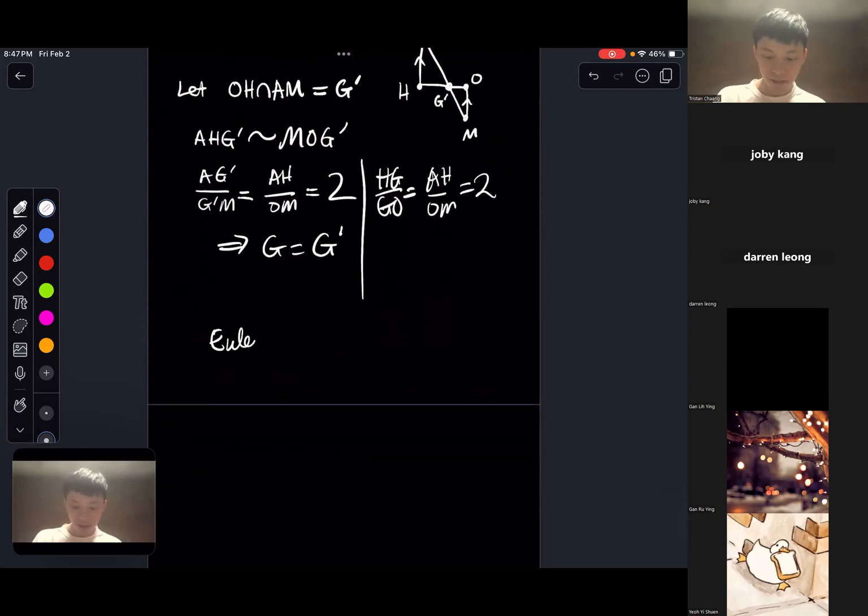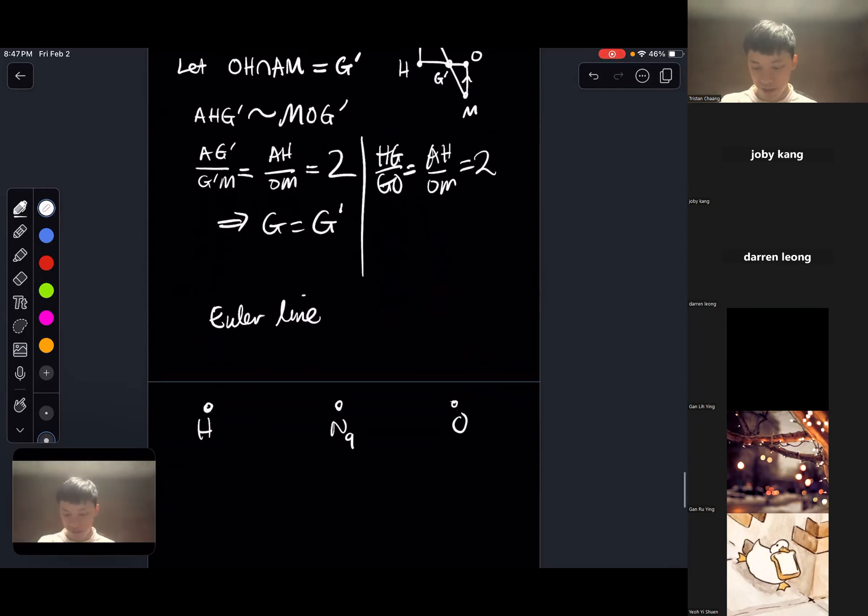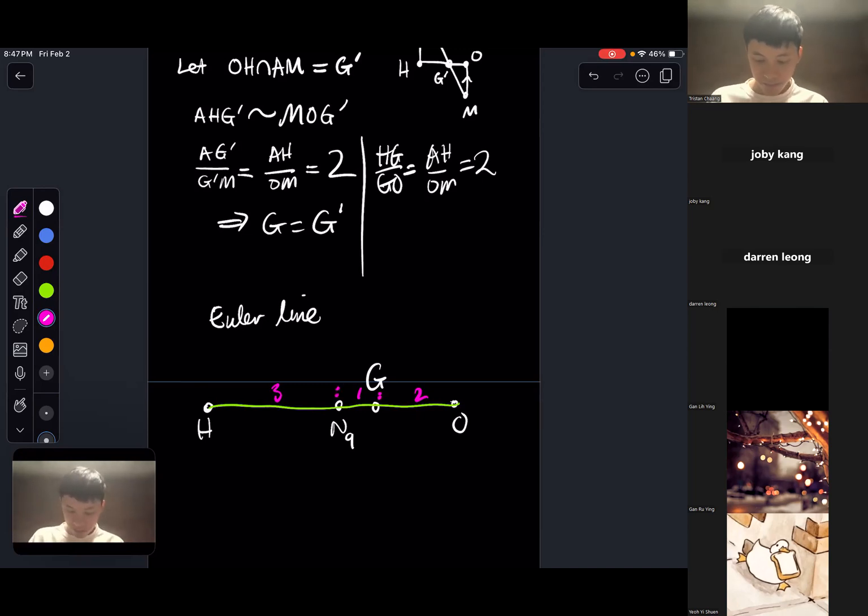So the Euler line, you have H, you have N, the nine-point center, you have O, and then you have G, which is sort of like 2/3 of the way. So we can kind of prove that this is in a sort of 3:1:2 ratio. Let's check. Yeah, 3:1:2.